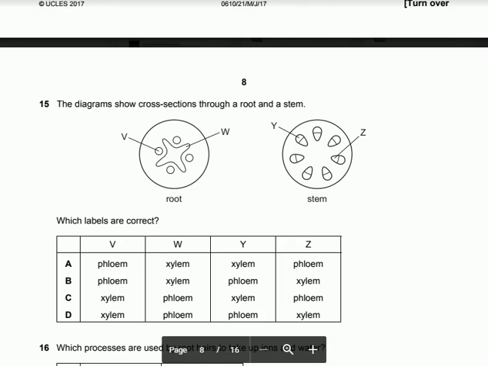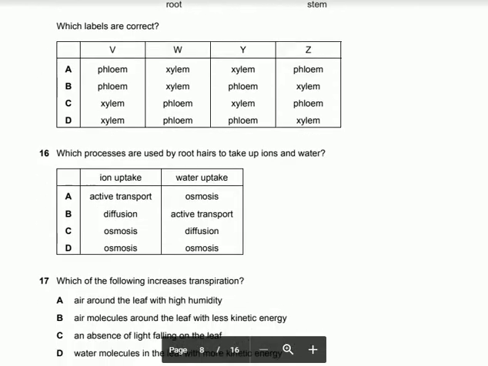When I get my revision guides and revision videos done, I'll explain that to you in a better and very easy manner. Anyways, moving on to question number 16.